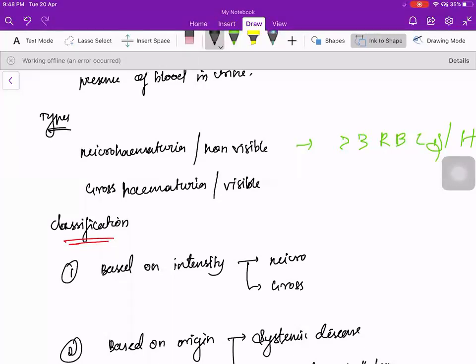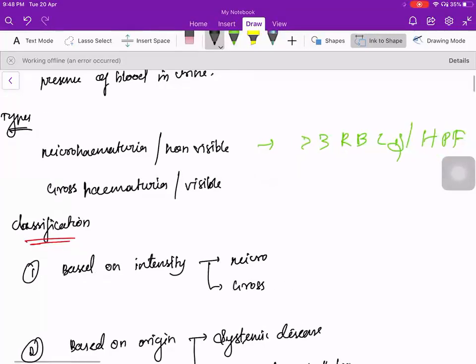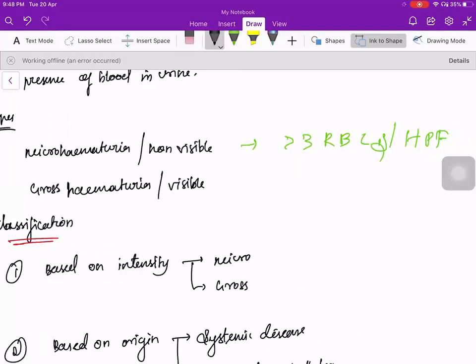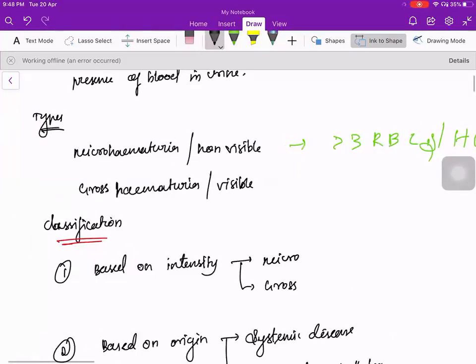And what is non-visible hematuria? We have to find at least 3 or more than 3 RBCs per high power field in a urine sample. If you're finding 3 or more than 3 RBCs in a urine sample, we can label the patient as having microhematuria or non-visible hematuria.